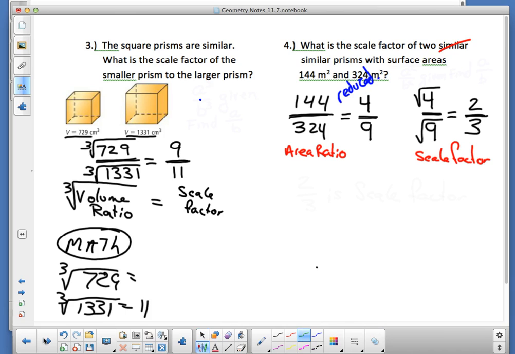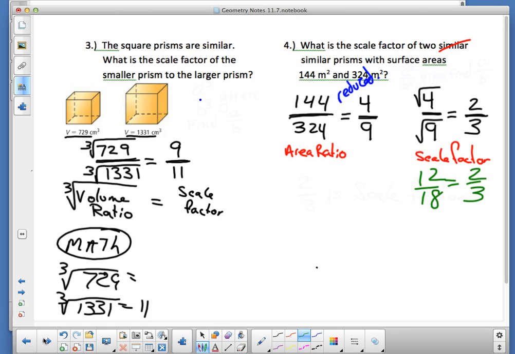But now I've got some folks, and by a show of hands, how many people took the square root of 144 and the square root of 324? Pretty ugly, that square root of 324, wasn't it? What was the square root of 324? It was 18. Well, it wasn't ugly. You got a scale factor of 12 to 18. But wouldn't it reduce to 2/3?